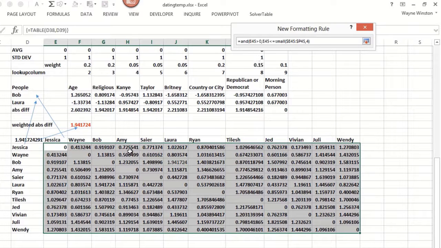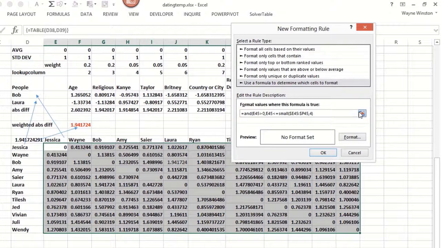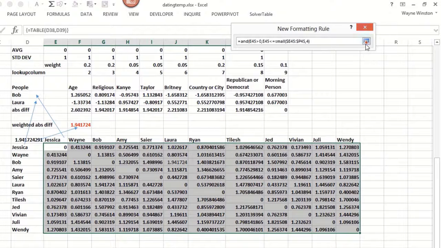But that says basically, you would highlight any number in this selected range if it's greater than zero and it's less than or equal to the fourth smallest number in that row. And that's going to exclude the zero, so you'll get the three smallest numbers in each row, which are your three best matches. So let's see if this works.